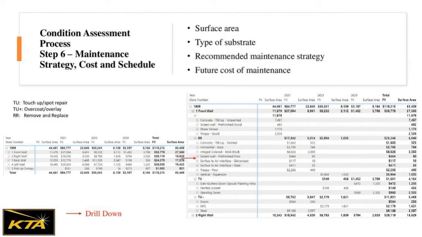So, for example, the front wall has around $17,000 worth of removal and replacement required in 2021, which consists of the tilt-up, the base sealant, the ICB, the screen wall, the surface-to-air galvanized, and the laminated panels. Similarly, about $9,752 is needed in 2021 for overcoating, which includes the doors and the steel.